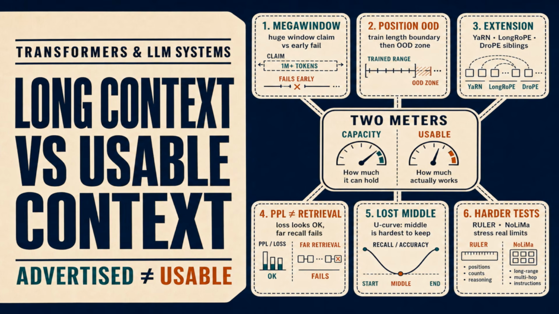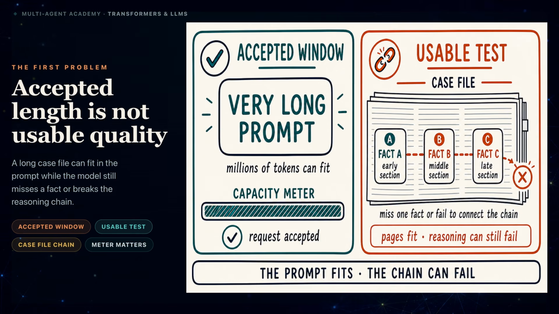Long context and usable context are not the same. Hi, I'm Mehrdad, and in this video, we'll look at a common problem. A model can accept a very long prompt and still miss important information inside it. We'll see why this happens, how to measure the amount of context the model can truly use, and when long context, retrieval, or memory is the better design.